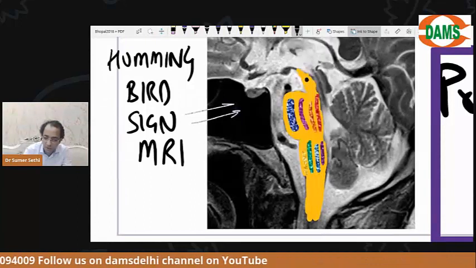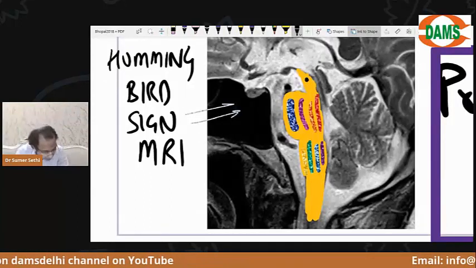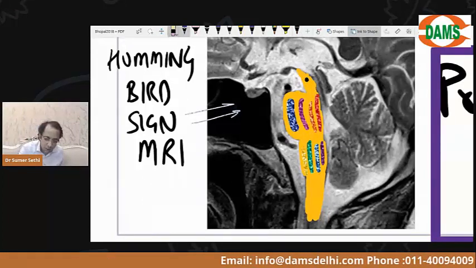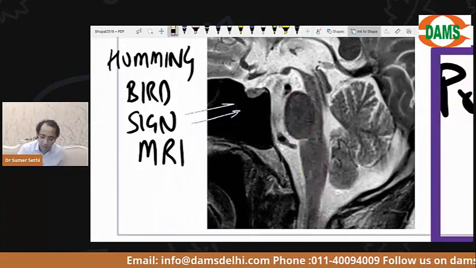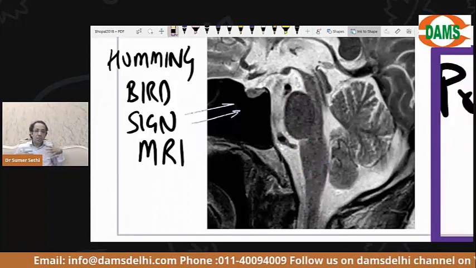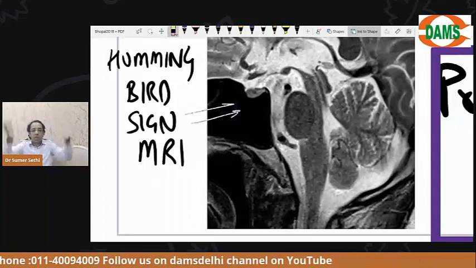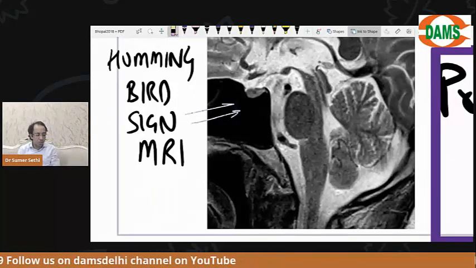If there is no time, nothing will be visible. Are you clear with this or not? So the midbrain is so thinned out that it gives an impression, because the chest of the bird is formed by a larger pons. The midbrain is thinned out, giving rise to an appearance called the hummingbird.